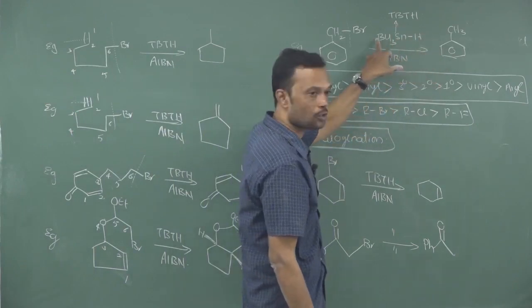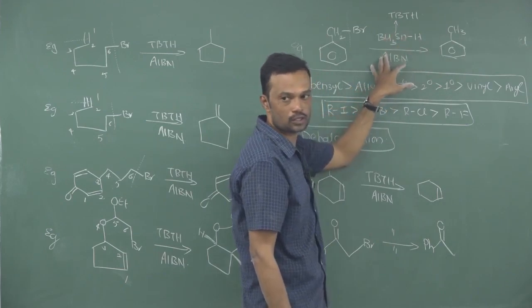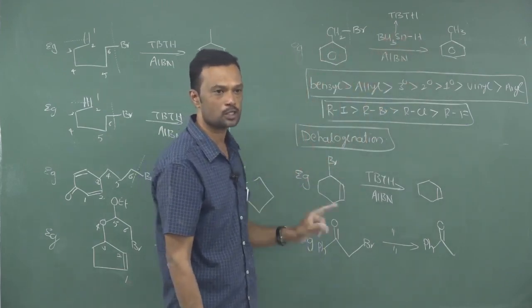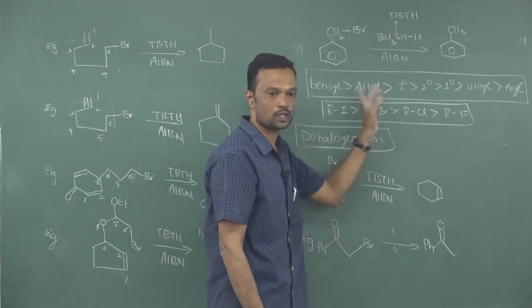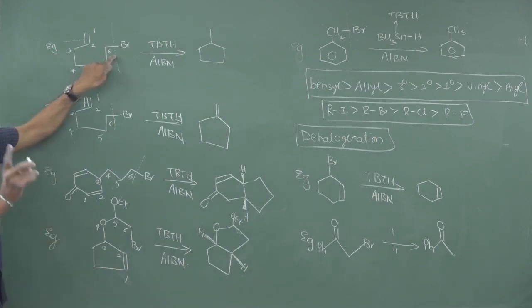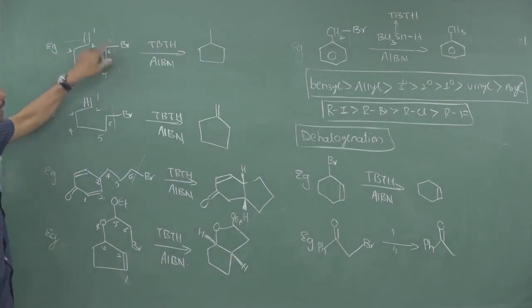So what is TBTH? Tributyltin hydride. What is the specialty of this reagent? This reagent can replace halogen with hydrogen, that is 100% free radical substitution. The exception in this case is exactly the 6th position: one of the halogens they will give, if it is started from the double bond or triple bond.